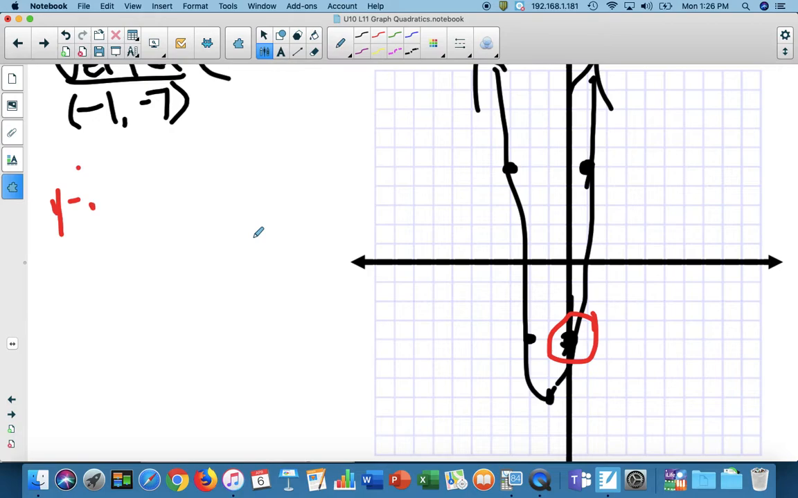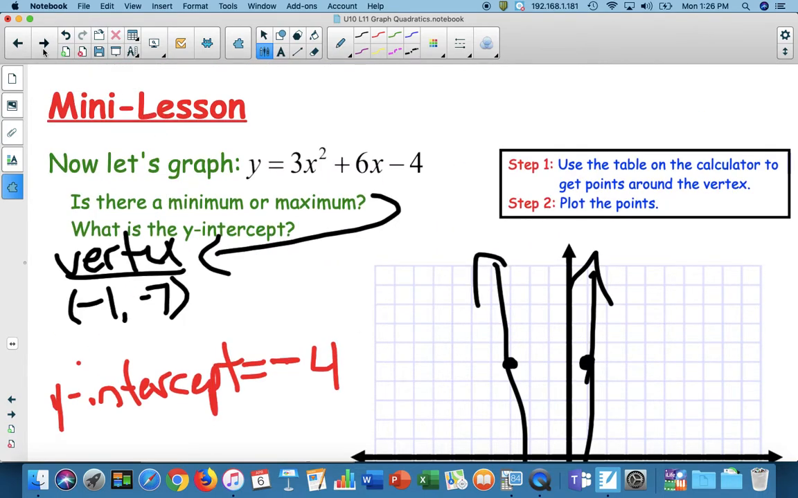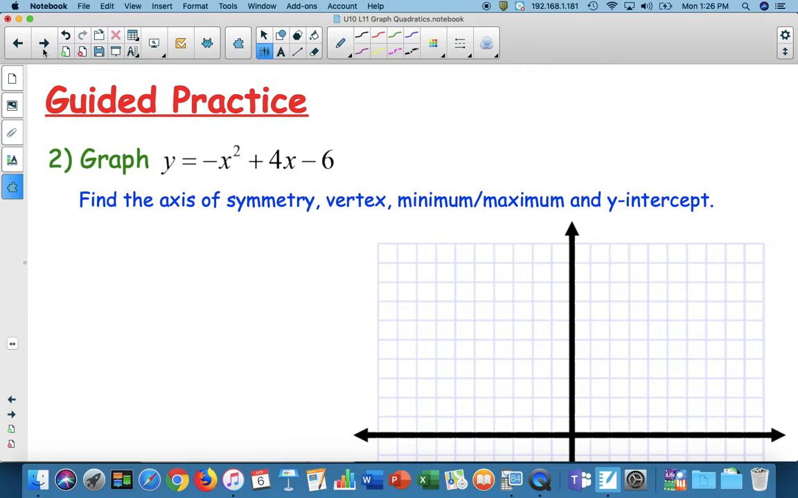So my y-intercept is equal to -4. Whenever your x is 0, that's your y-intercept at that point. Okay? All right, so let's look at another problem.